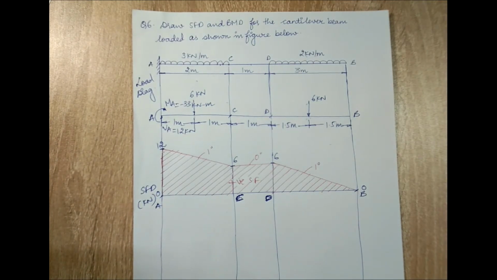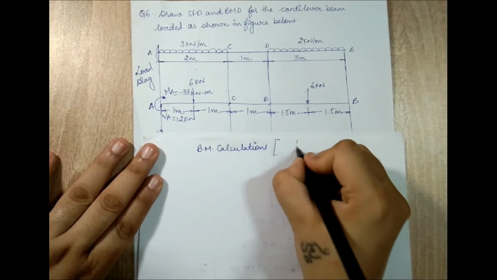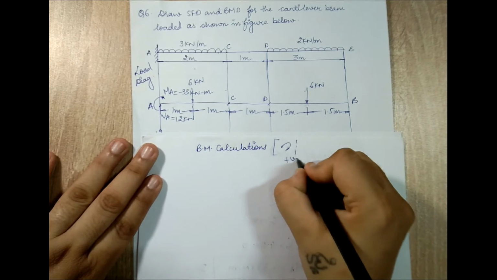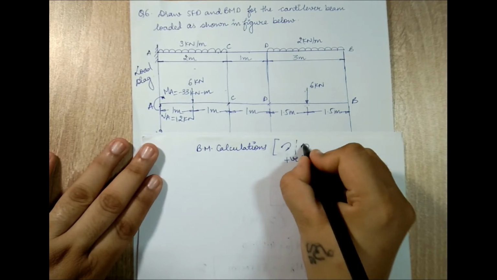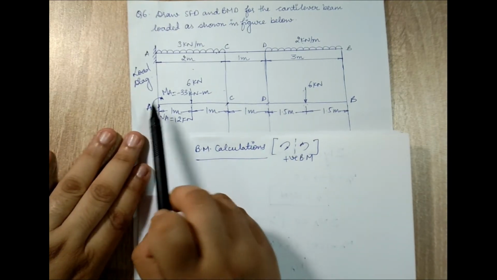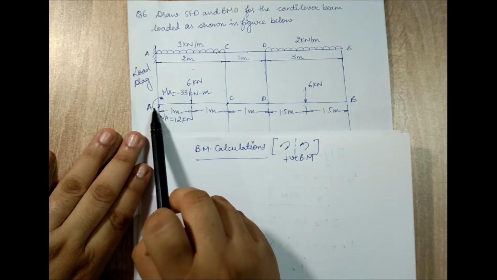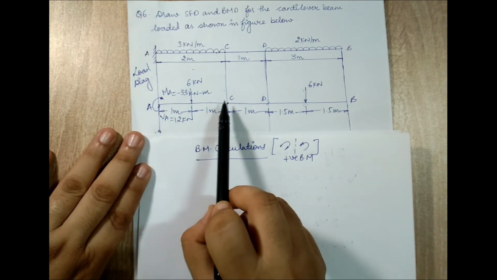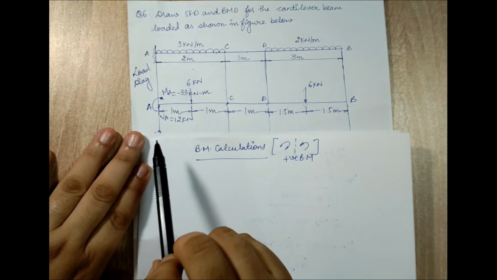Next I'll go for the bending moment calculations. To the left of the section, if I see any moment going clockwise, I'll say it is positive bending moment. Now I'll start at point A. You can see there is a moment, so I'll be calculating bending moment twice here, and at the rest of the points I'm going to calculate only once.